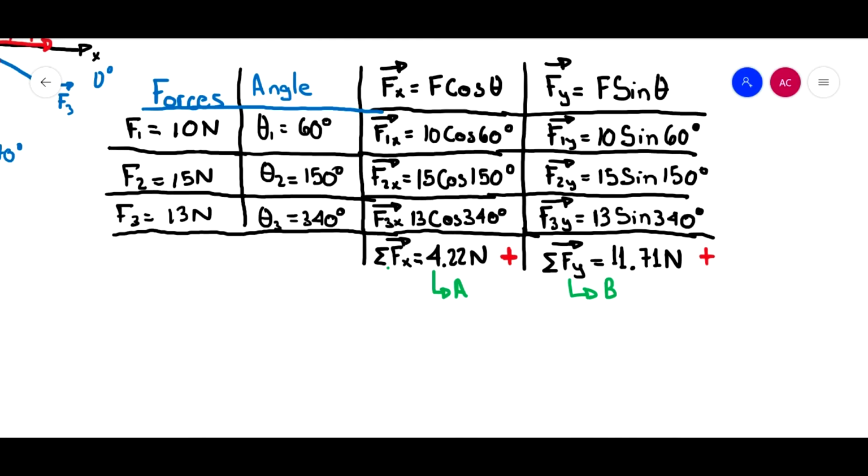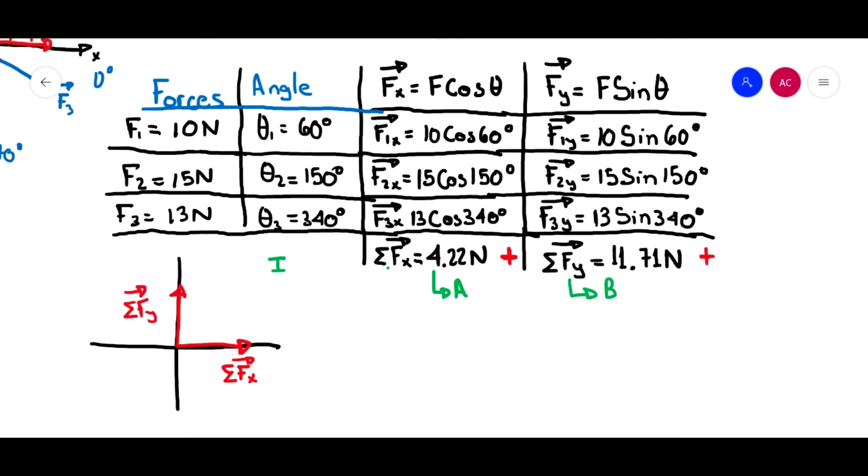Fx is positive. The sum of all forces in x is positive, and the sum of all forces in y is positive. So the next thing that I'm going to do, I'm going to draw a Cartesian plane, and I'm going to ask you in which quadrant I have x positive and y positive. Well, that is in the first quadrant. So that means that I'm going to have this is the sum of all forces in x, and this is the sum of all forces in y.